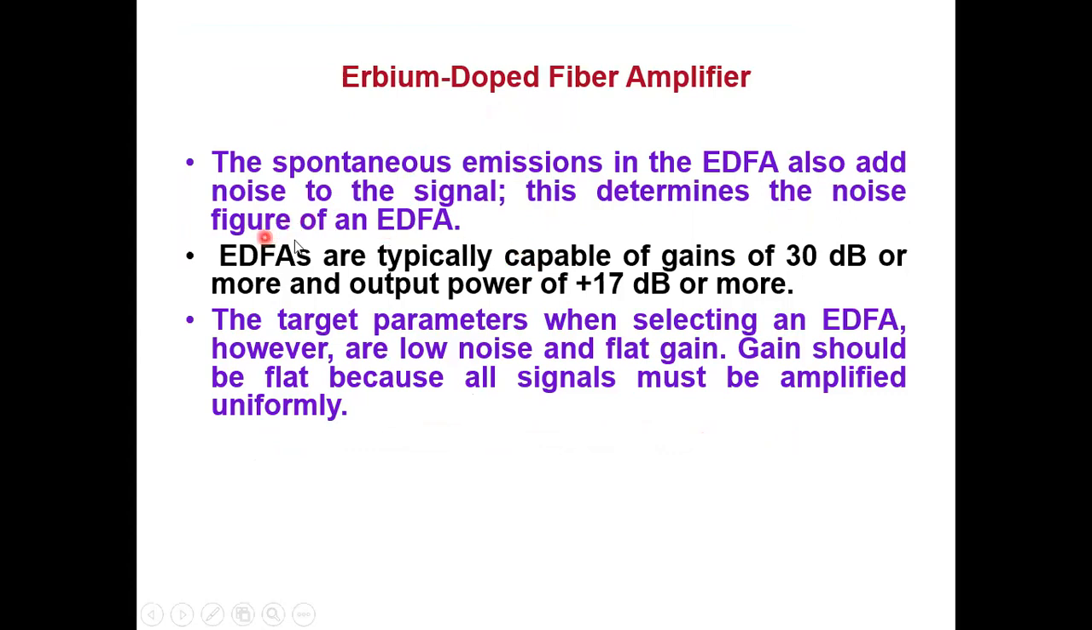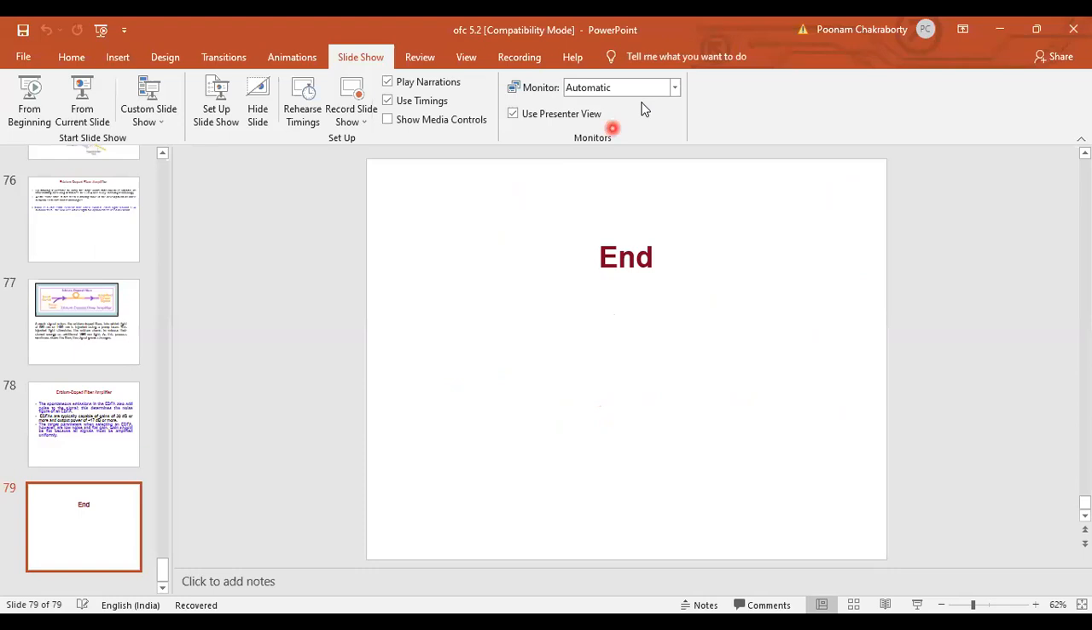This determines the noise figure of EDFA. EDFAs are typically capable of gain of 30 dB or more and the output power of plus 17 dB or more. The target parameters when selecting an EDFA, however, are low noise and flat gain. Gain should be flat because all signals must be amplified uniformly. So these are some points about the EDFA amplifier.